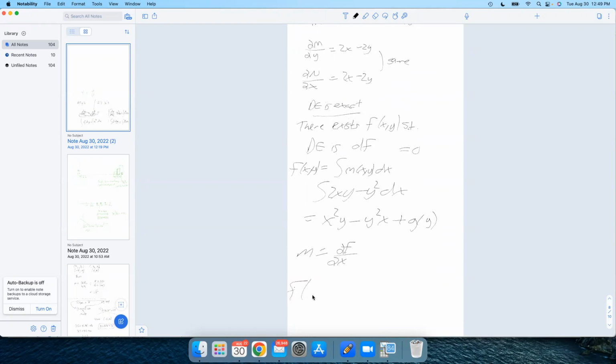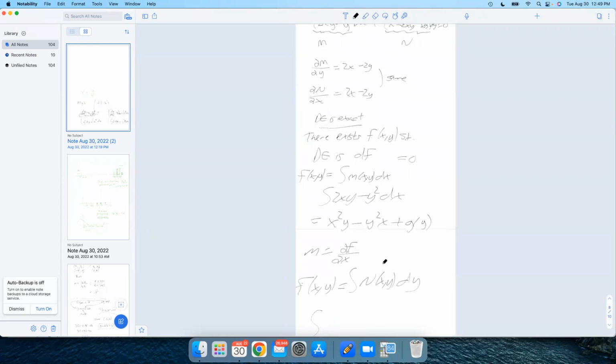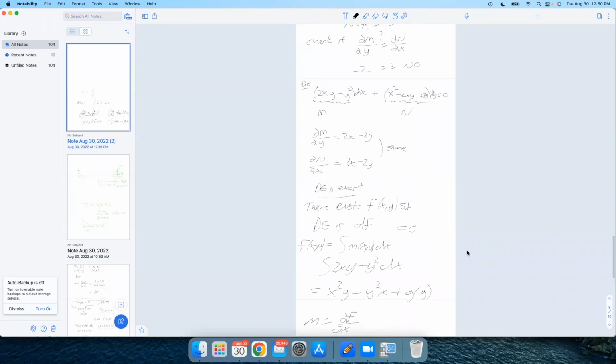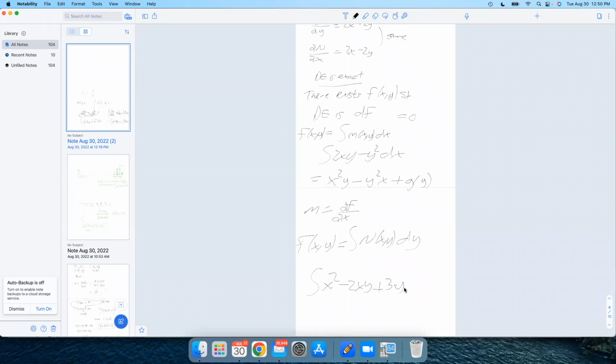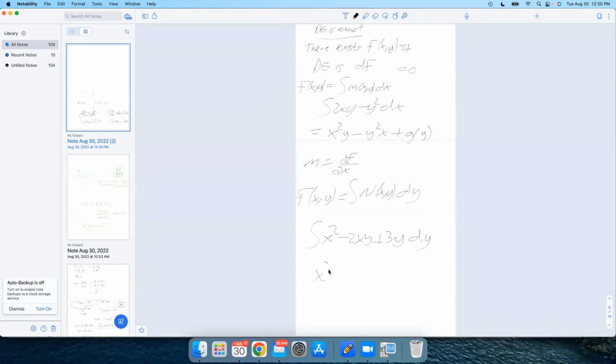Keep going. Capital F must be the antiderivative of N dy. N was the guy beside dy. We're integrating with respect to y. So we've got x squared minus 2xy, and then there was that extra stuff that only depended on y. That's where it's coming from. Plus 3y dy. So we integrate this guy with respect to y, and we're going to get x squared y minus xy squared plus 3y squared over 2, plus possibly some extra function of x that didn't show up in N.